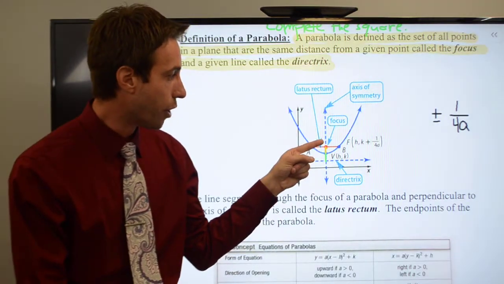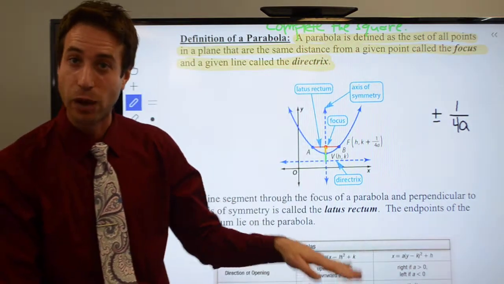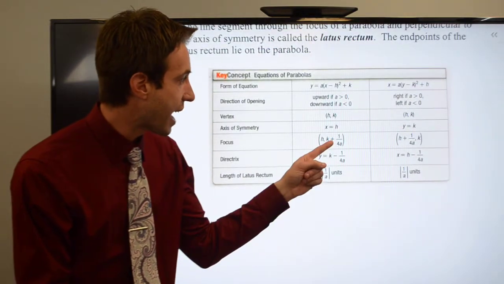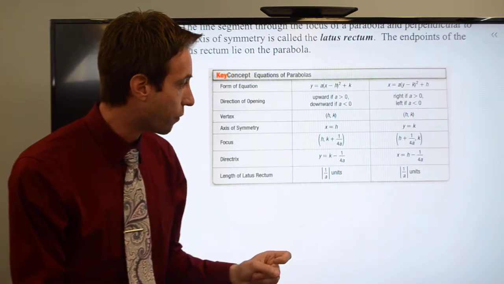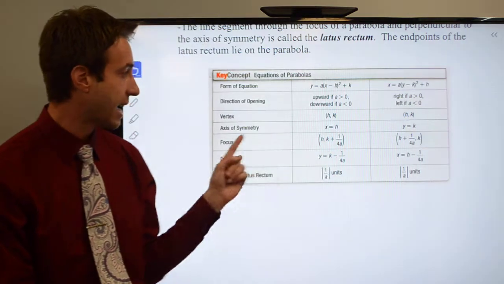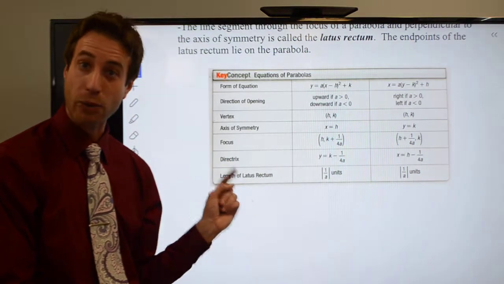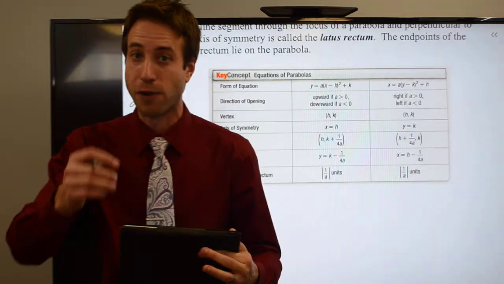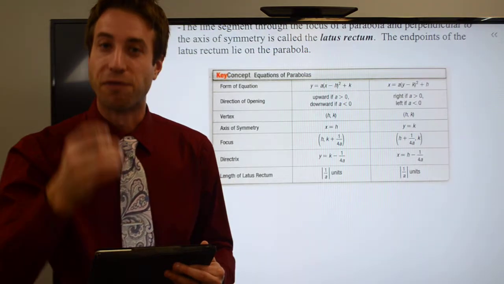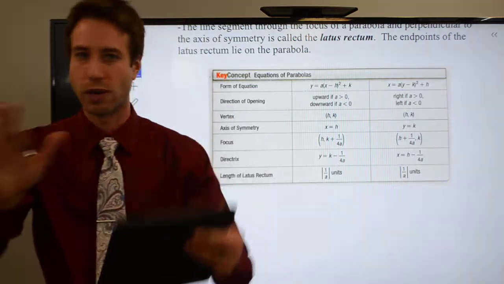You'd add 1 over 4A to get to the focus. You'd subtract 1 over 4A to get back down to the directrix. And you see that down here in the formula sheet. Right there is the plus 1 over 4A, and right there is the minus 1 over 4A. Plus 1 over 4A gives me my focus, minus 1 over 4A gives me my directrix. They're both the same distance from the vertex, or whichever direction you have to go.